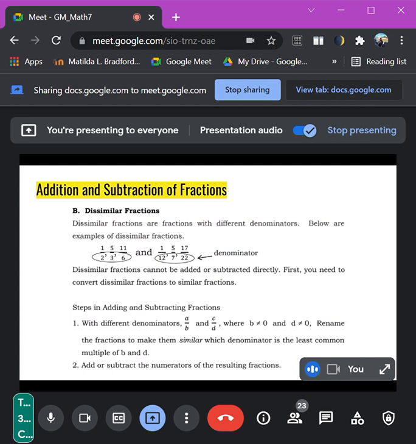So we have here our steps. So with different denominators, A over B and C over D, where B should not equal to 0, and D as well should not be equal to 0. So you're going to rename the fractions to make them similar with denominator, which denominator is the least common multiple of B and D. So we can use either LCD or LCM. But in order for you to make it a way easier, we can use the LCM. Can you still remember how to get LCM, class?